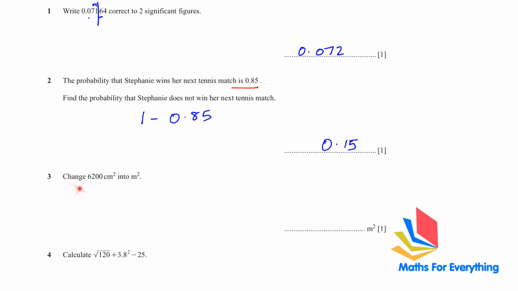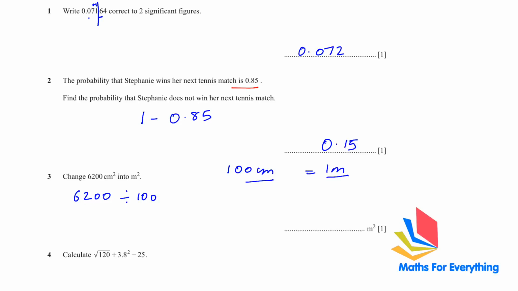Question number 3. Change 6,200 square centimeters into square meters. We know that 100 centimeters equals 1 meter. Centimeter is a small unit and meter is the bigger unit here. So if we want to convert from the small unit to the big unit, we divide. So 6,200 divided by 100.